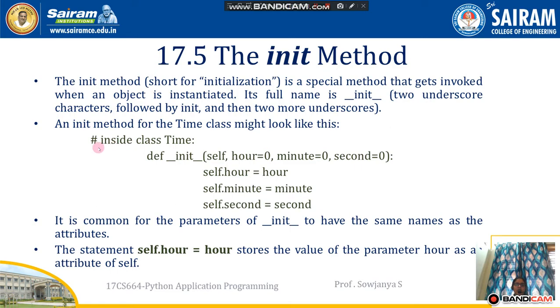Obviously, you will define inside class Time, then define __init__. Make sure you follow the convention, that is two underscores followed by init, then followed by two more underscores. You will write self.hour = 0, initializing hour to 0, minute to 0, second to 0. So self.hour will be hour, self.minute is equal to minute, self.second is equal to second. It is common for the parameters of the init to have the same names as the attributes.